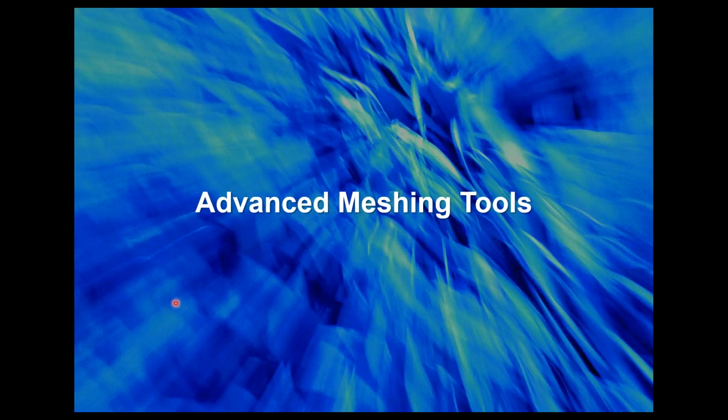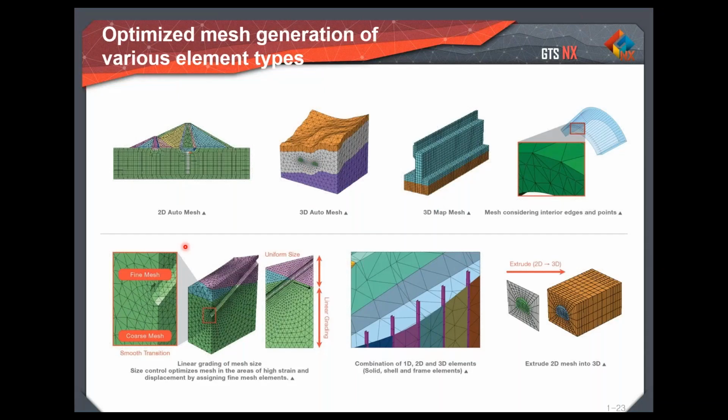So now we are done with the materials and the properties as well. Now we will proceed to the next step, where we mesh the complete geometry. These are the different tools present in meshing. We have our 2D AutoMesh, since 2D modeling can also be done here, or else we have a 3D AutoMesh and 3D map mesh.